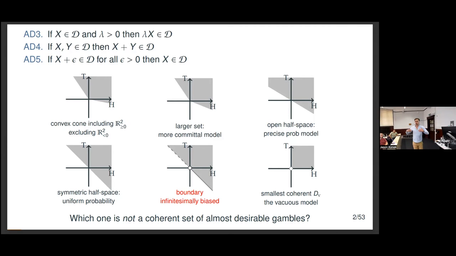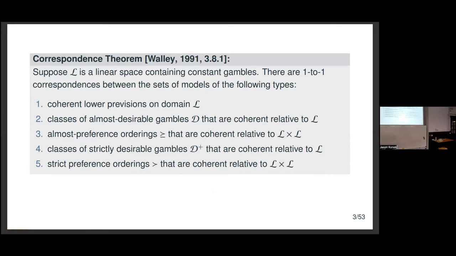Okay, so definitely not open half spaces. That would be if we had chosen to do strict desirability, and then that whole boundary would be it. Okay. Good. Closed convex cones. That's what we're working with.